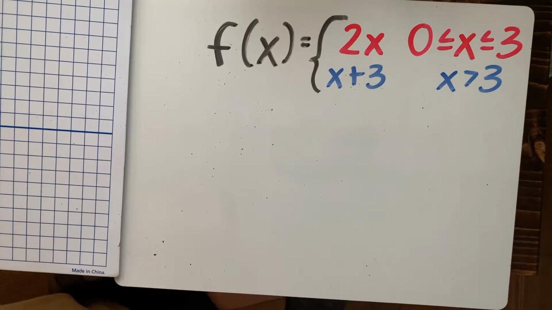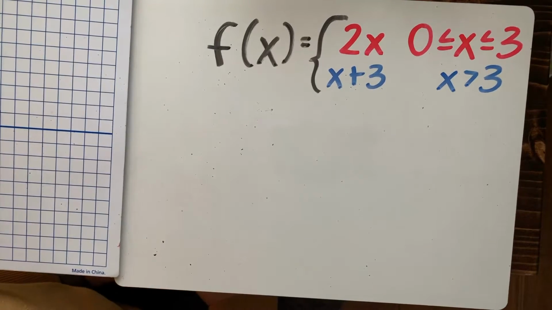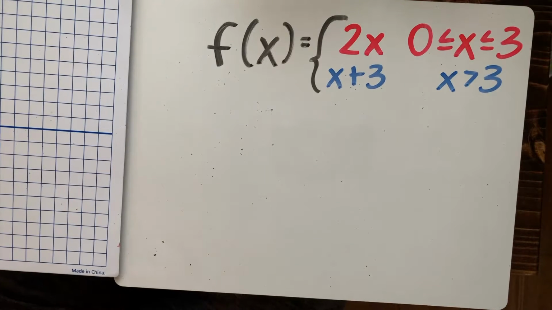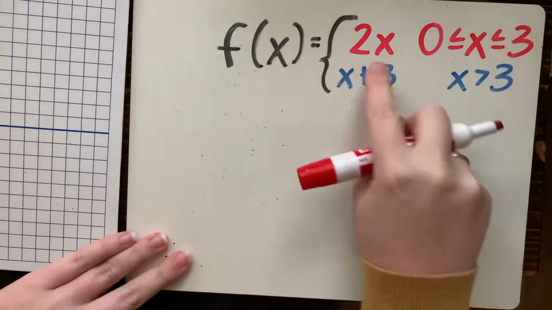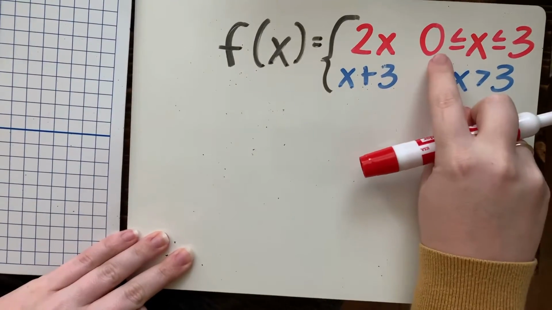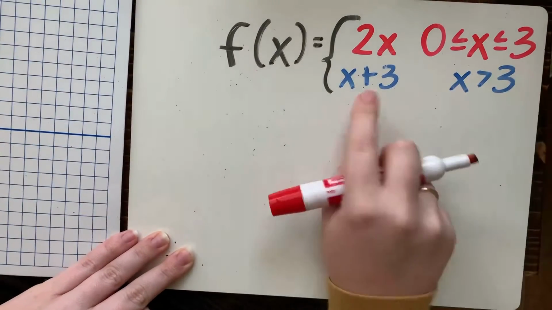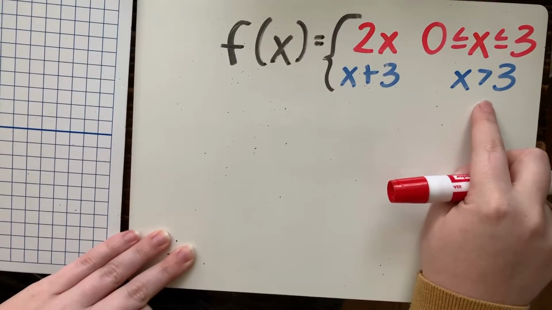All right, you guys, this is the exact same problem that I did in class on Monday, January 25th. And I want to show you, maybe at an even slower pace, how we solve and graph these piecewise functions. So I have the equation 2x, and that's going to be from 0 to 3. And then I have the equation x plus 3, and that's going to be for everything greater than 3.